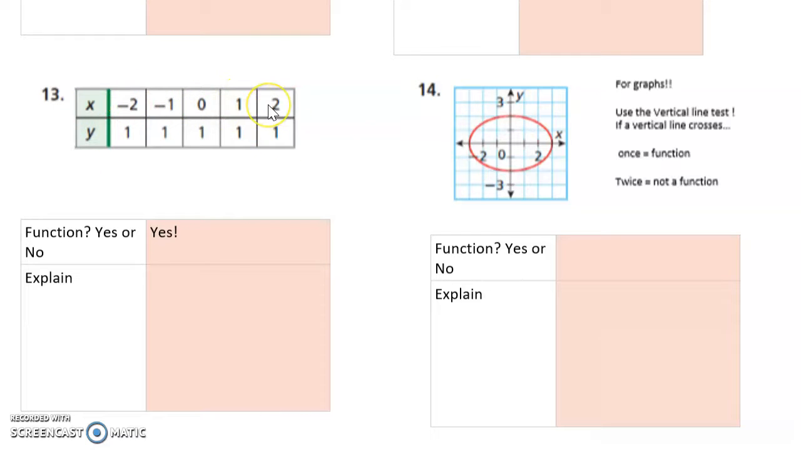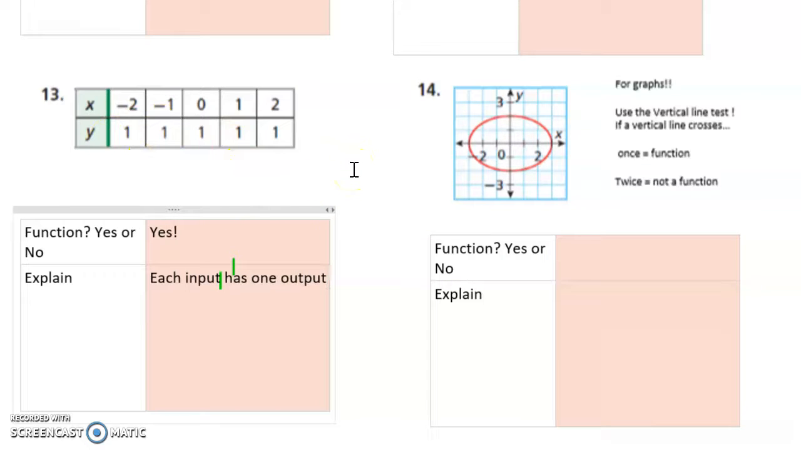What we can't see, what would make this not a function, is if we saw a -2 up here again, this time spitting out a different number like 0, because that would be like pushing -2, getting Coke, and then getting Sprite. So again, it's okay if we see the same outputs repeat. What's not okay is if we see the same inputs repeat with different numbers. So again, this is because each input has one output. Even though the output is the same, that is fine.